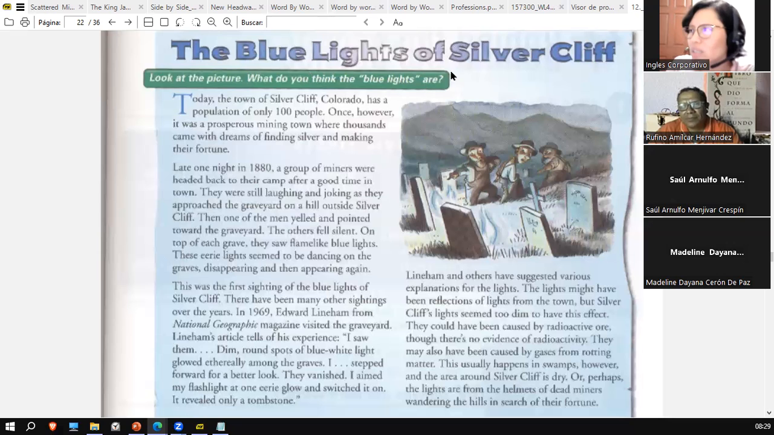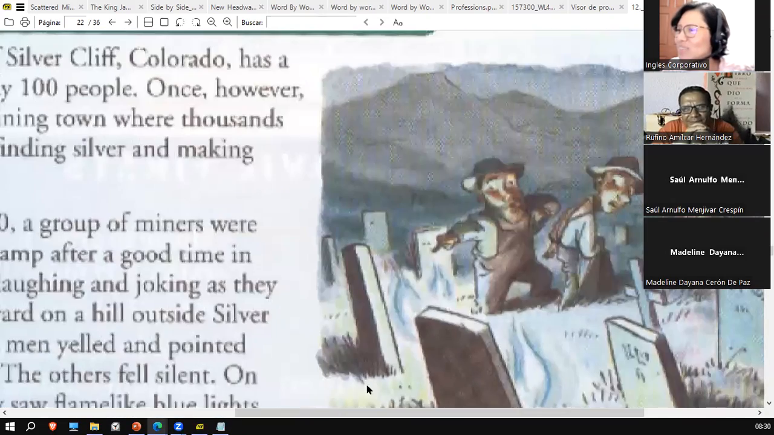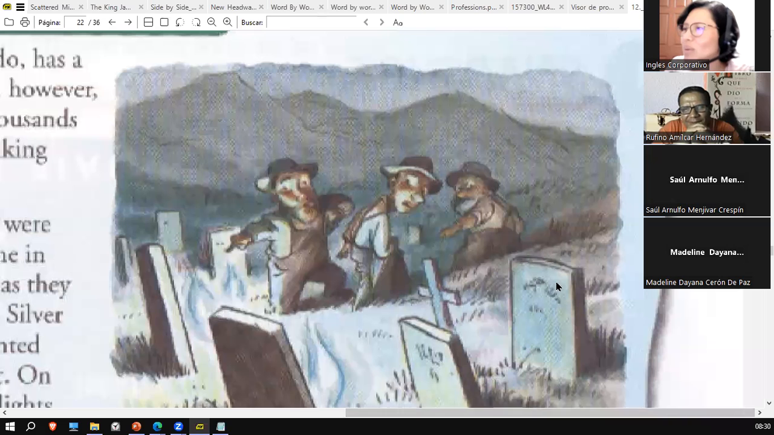So, the blue lights of Silver Cliff. It says, look at the picture. What do you think the blue lights are? Look, guys. Take a look at the picture. I'm going to make it bigger, okay? Lo voy a hacer más grande. So look at the picture. What do you think? What do you think the blue lights are?